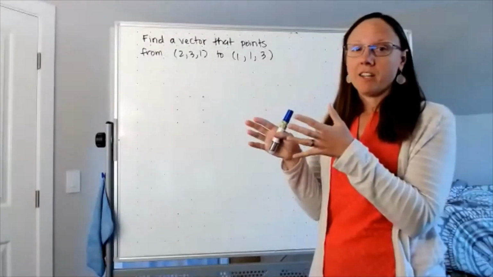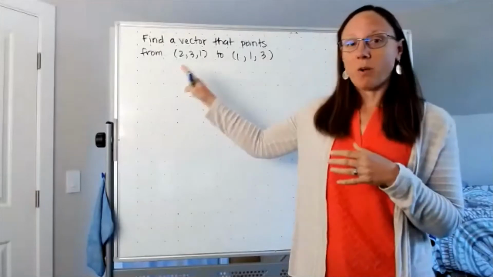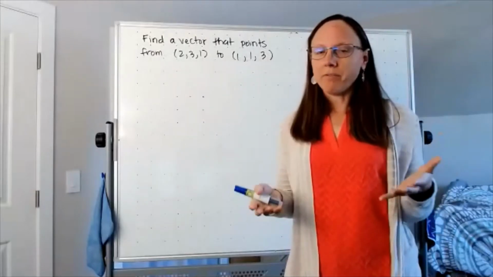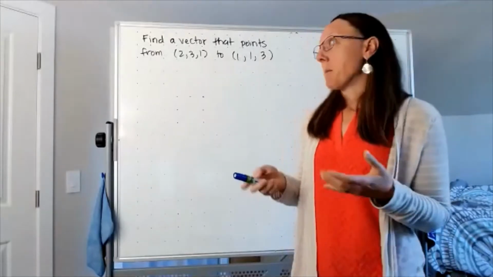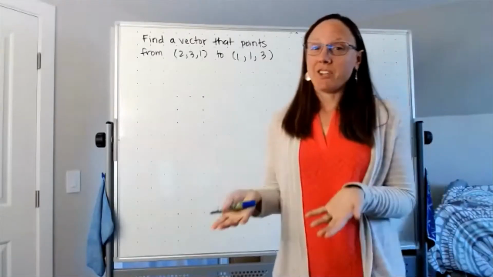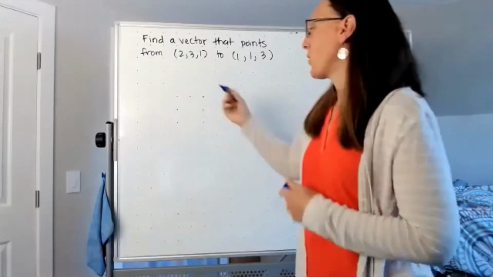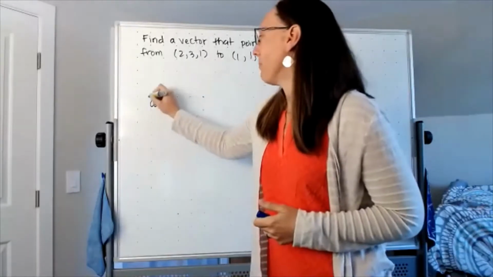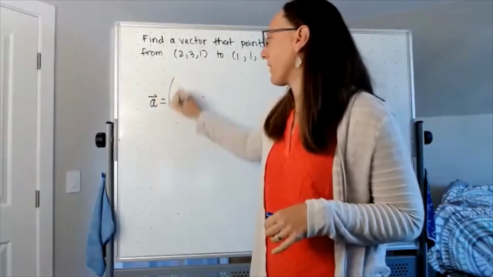I'm going to start here. So finding a vector that points from here to here, there are a couple of different ways that we can do that. Really, for me, I like to just kind of think through it. So if this is my, I'm going to call it A, so this is my new vector.